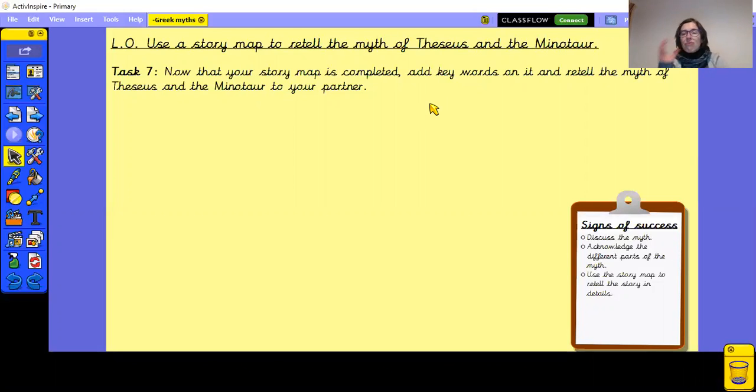Read it again, retell it, watch it again. Make sure you know it, not off by heart, but almost.